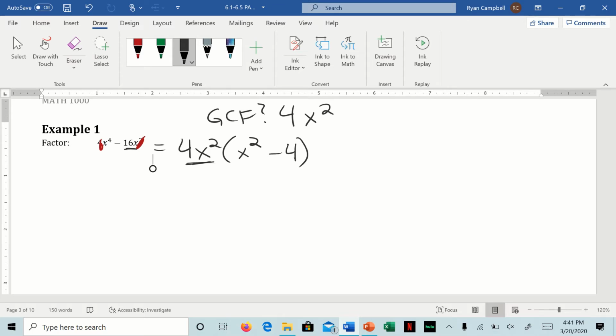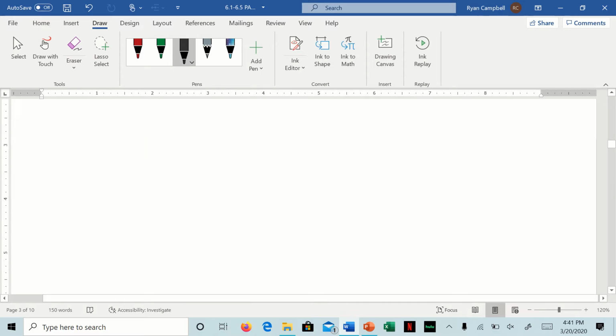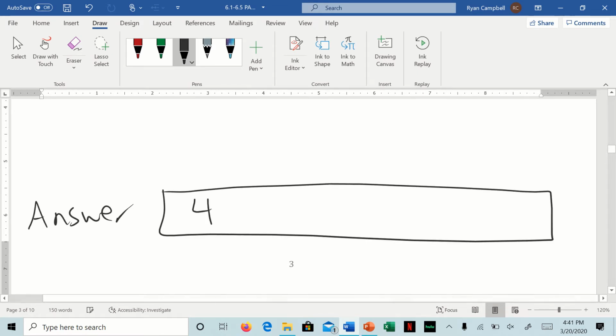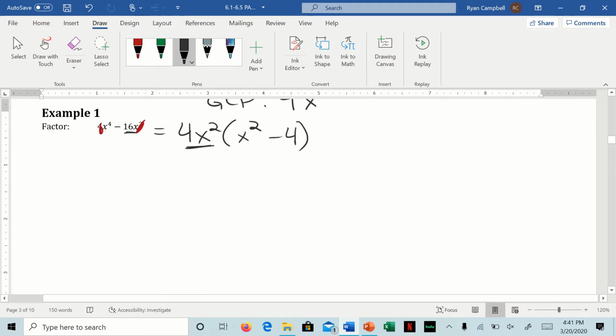So, since we took out a greatest common factor, remember, it might be good just on the very bottom of your page to say, here's the answer. And just put 4x squared right out front so you don't forget. That's super important. You need to remember that.